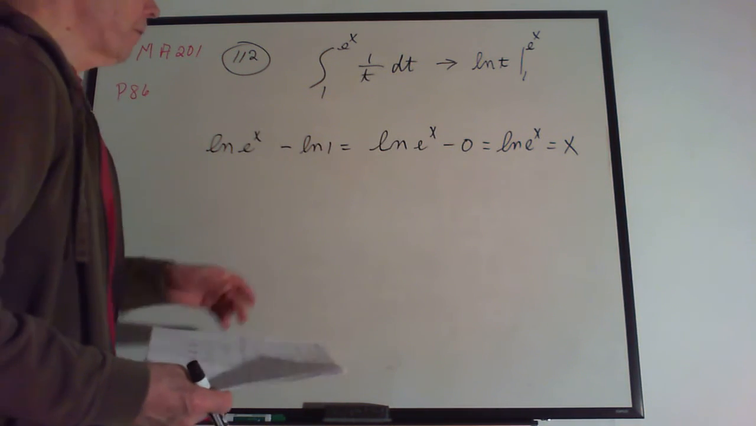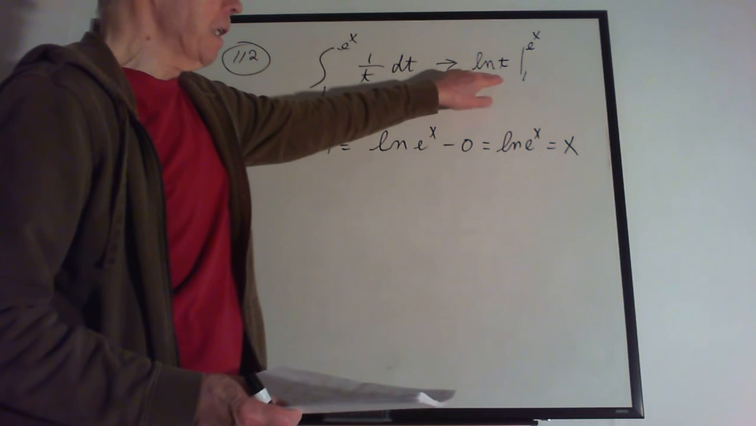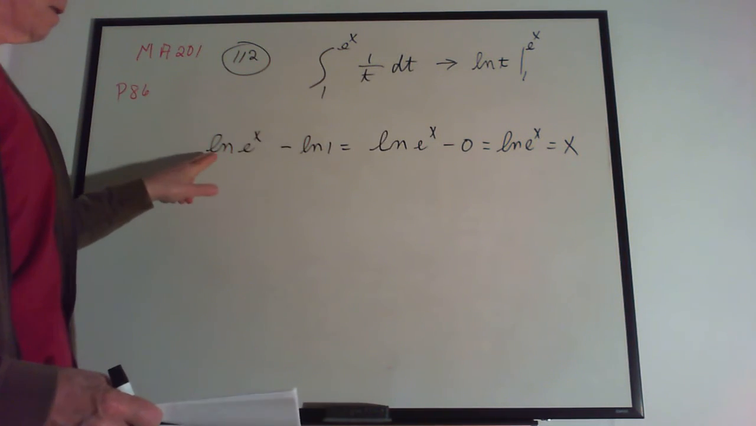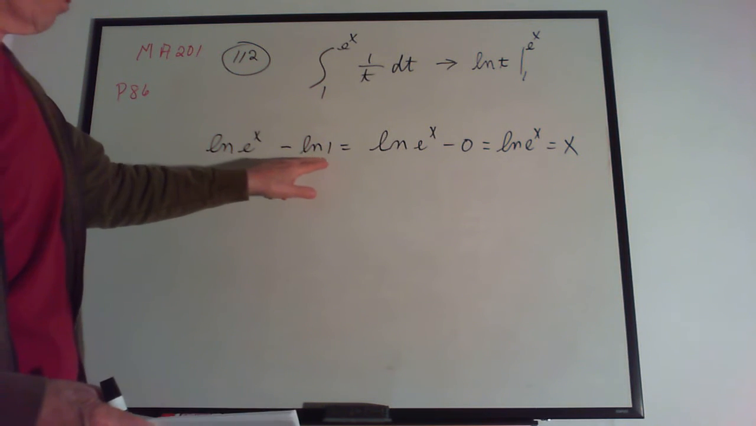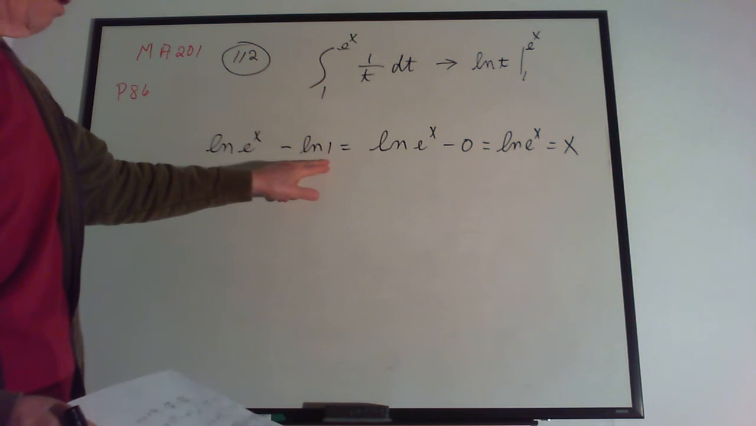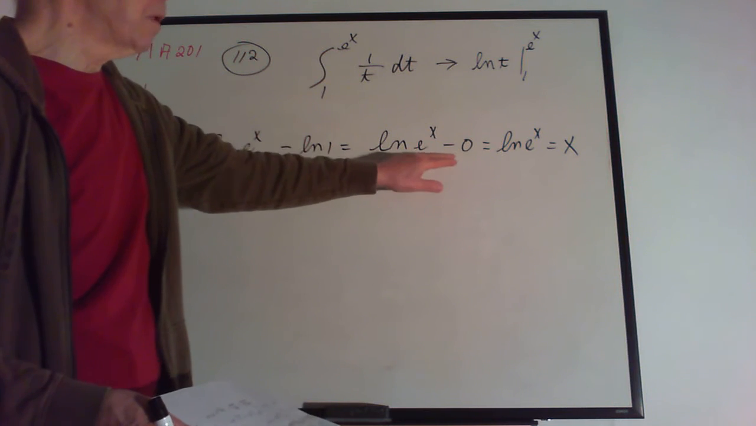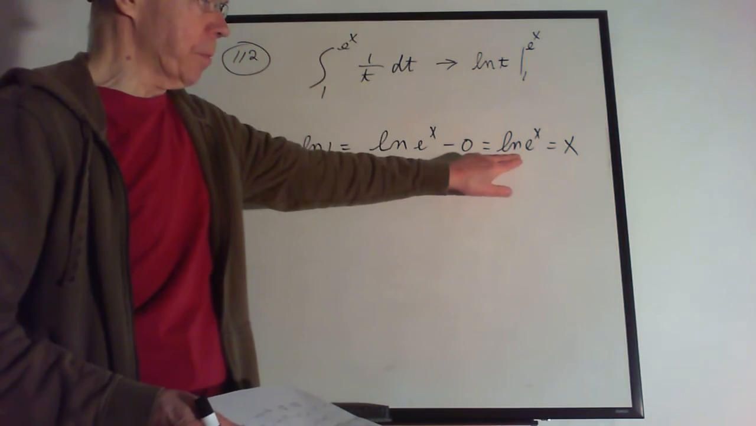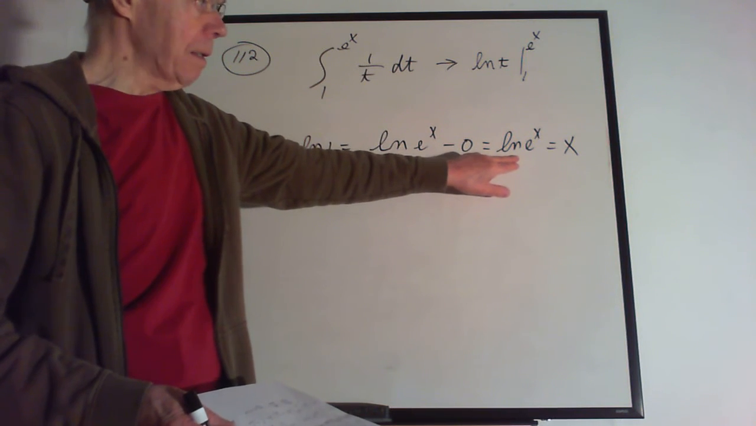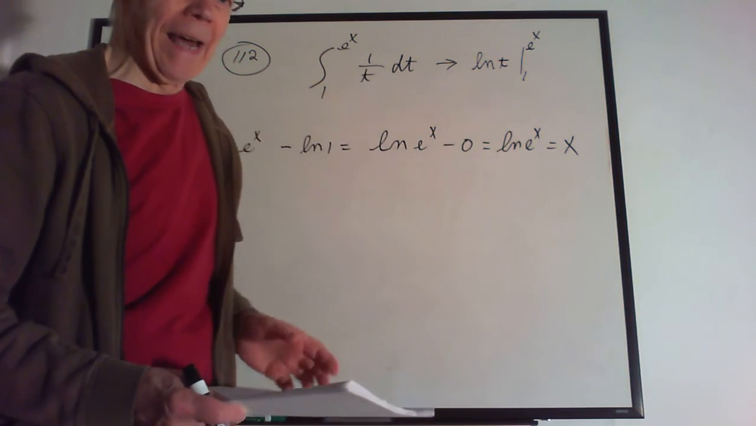So the integral of this is going to be natural log of t. Substitute in e to the x for t, and minus natural log of 1. Natural log of 1 is going to be 0. So I have the natural log of e to the x. Under the properties of logarithms, because this base is e, the answer is going to be x.